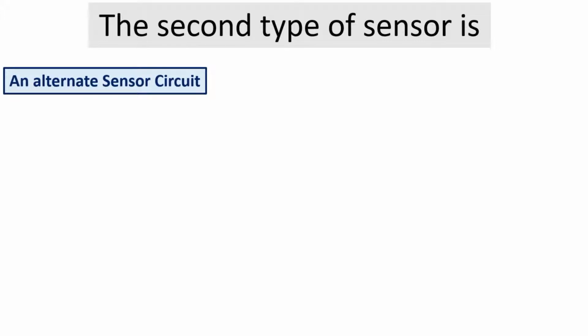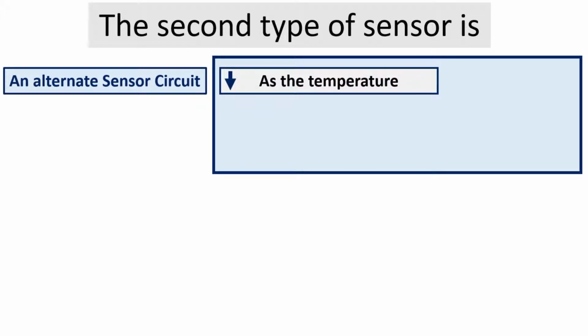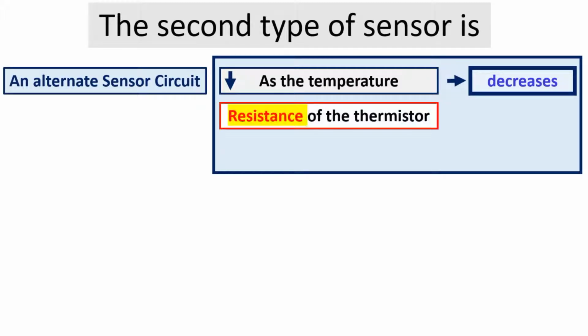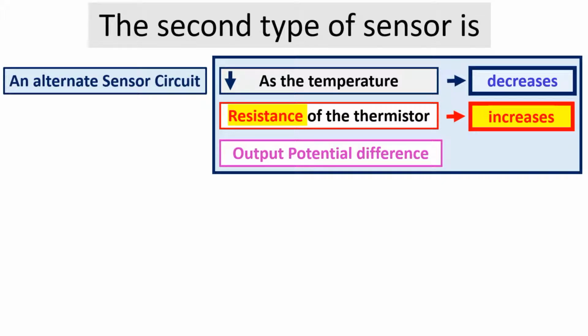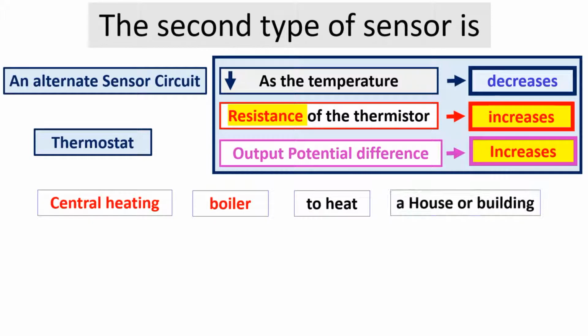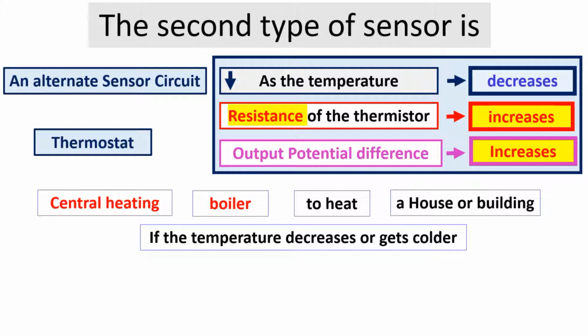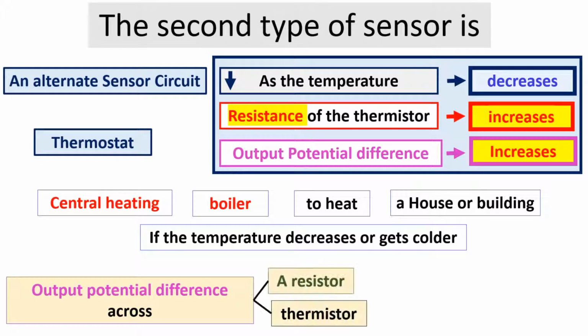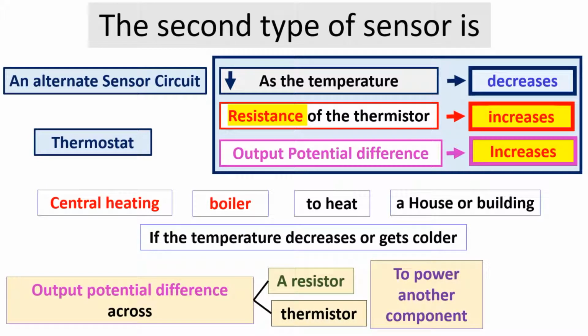The second type of sensor is an alternate sensor circuit. In cold conditions, as the temperature decreases, the resistance of the thermistor increases, and the output potential difference across the resistor increases. This type of sensor circuit is used in a thermostat to control a central heating unit and to trigger the boiler to come on to heat a house or building. If the temperature decreases or gets colder, both these circuits use the output potential difference across a resistor or thermistor to power another component, depending on their resistance.